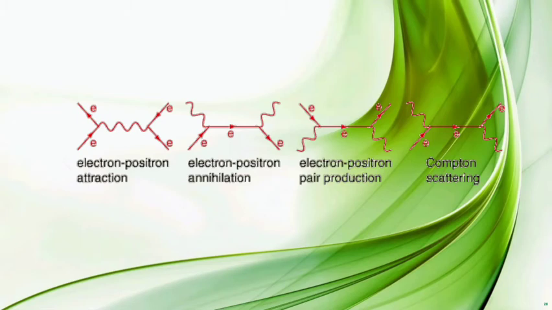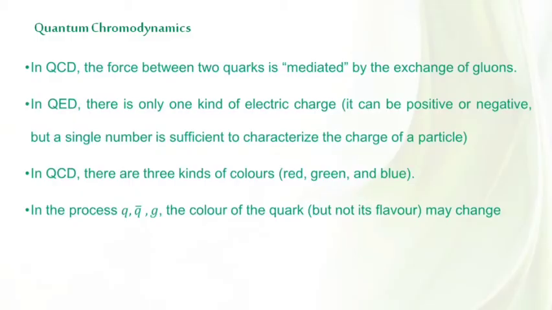Then we have to move to quantum chromodynamics. What is quantum chromodynamics? Quantum chromodynamics represents the fundamental interaction between quarks. It explains the strong force of nature, and the exchange of gluons between quarks is the strongest force in nature. In quantum chromodynamics, the force between two quarks is mediated by the exchange of gluons. In quantum electrodynamics, on the other hand, there is only one kind of electric charge.